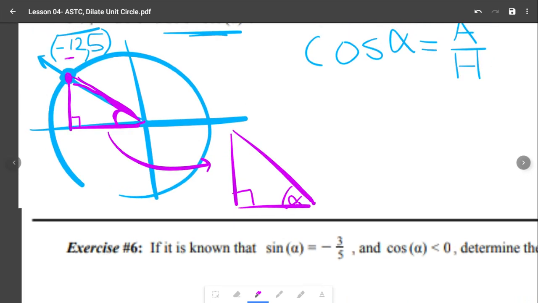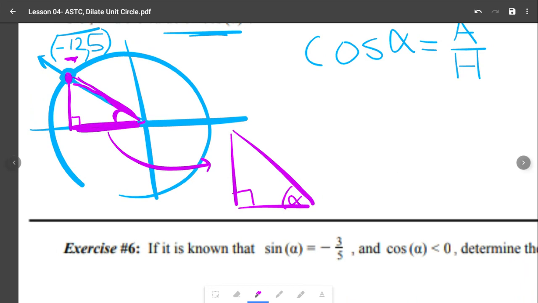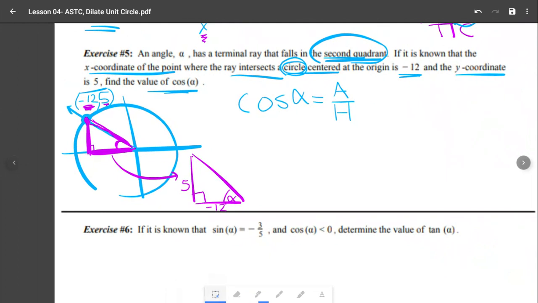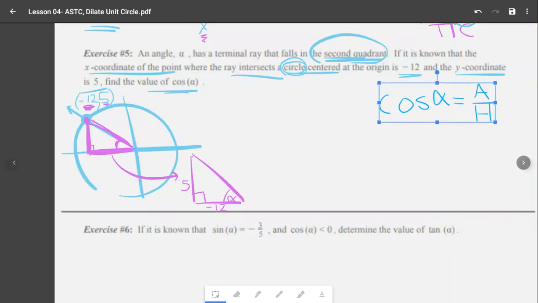Now, remember the x, that's the side of the triangle that's on the x-axis. So x, they said, was -12 for this point. So the x, the horizontal side of my triangle, is -12. That's the bottom. Y is 5. That's the vertical side of my triangle. So the side that goes straight up and down. And this one, unfortunately, they never mentioned a radius, which is our hypotenuse. So unfortunately, we don't know what the hypotenuse is here. If I want to find cosine, though, I need to know what that hypotenuse is. So we are going to have to find the hypotenuse.